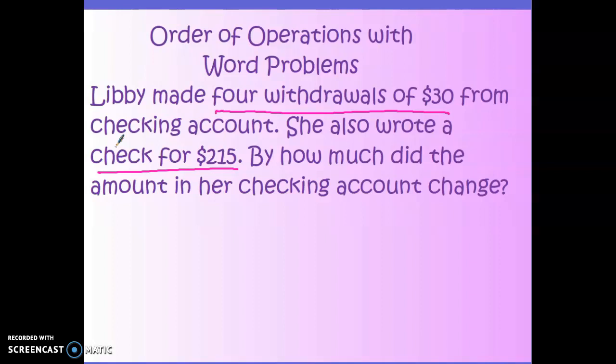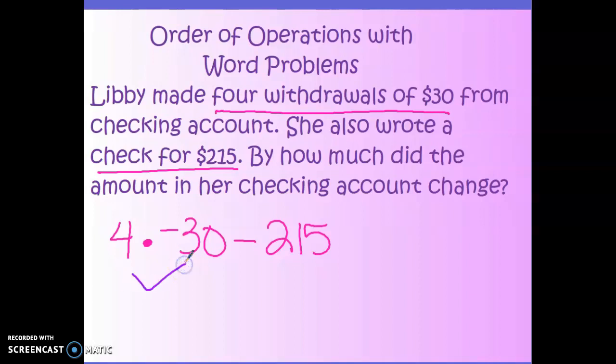So we're going to write out our expression. So she did a total of 4 withdrawals that were $30 each. So 4, and withdrawals are negative numbers, so I'm going to do 4 times negative 30, and then she wrote a check for $215, so I'm going to do minus 215. Okay, then we just solve it like we normally do.